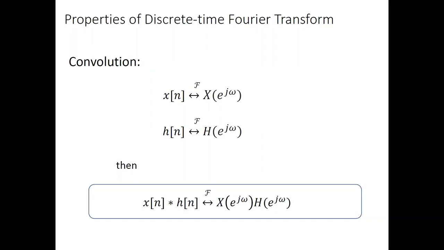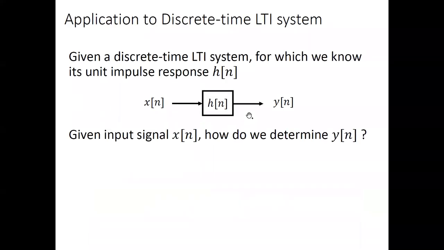So in time domain, if we have convolution of two signals, then in frequency domain, it corresponds to the multiplication of their respective Fourier transforms. And this property is useful in calculating the response of an LTI system. Now we are given a discrete time LTI system, for which we know its unit impulse response, h of n, a discrete time signal over n. Given an input signal x of n, how do we determine y of n?